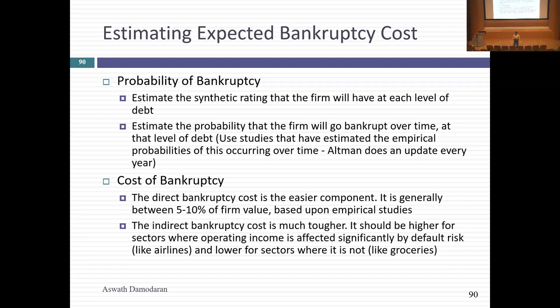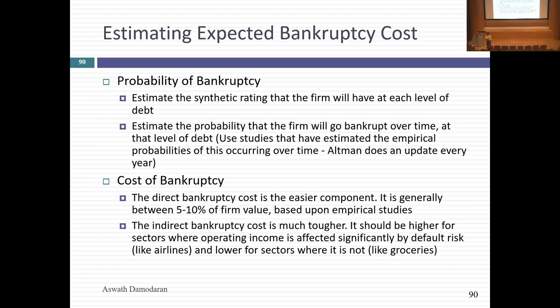On the bankruptcy cost, the hand waving is going to begin. It's been estimated through studies that the direct bankruptcy cost, this is actually the legal cost of actually going bankrupt, think about how many years it took after Lehman went bankrupt for the process to roll out, works out to about 5 to 10% of firm value. That's a pretty large chunk, right? You have a $100 billion company, $5 to $10 billion. That's the easy part.